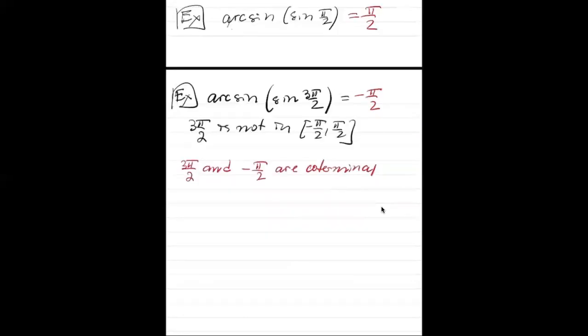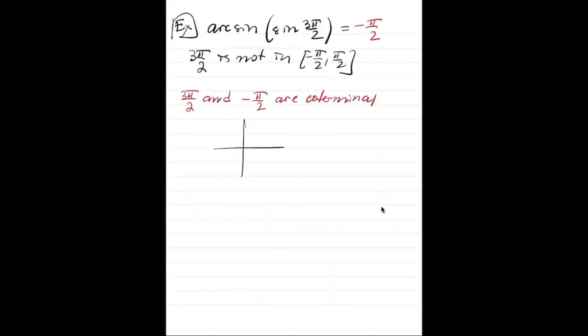In other words, they have the same initial and terminal side. So here is 3π/2. That angle is coterminal, or has the same sine and cosine as -π/2. And that concludes the lecture for 1.7.